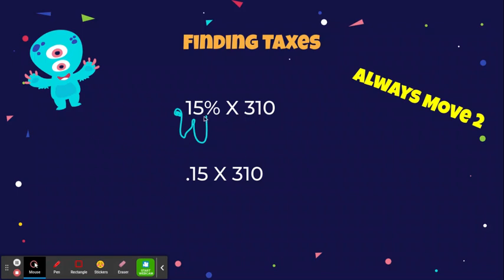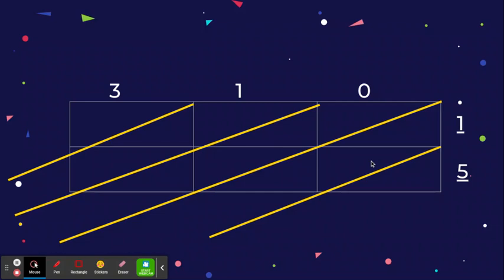So here we have now 0.15 or 15 hundredths times 310. Now, just a note, if this was only 5%, we'd still have to move it over 2 spots. Instead of a 1, we would put a 0 there. So remember that. All right, so I love the lattice method. So now we have the setup: 310 times 0.15. I underlined the 1 and the 5 to help me remember I have 2 decimal places.